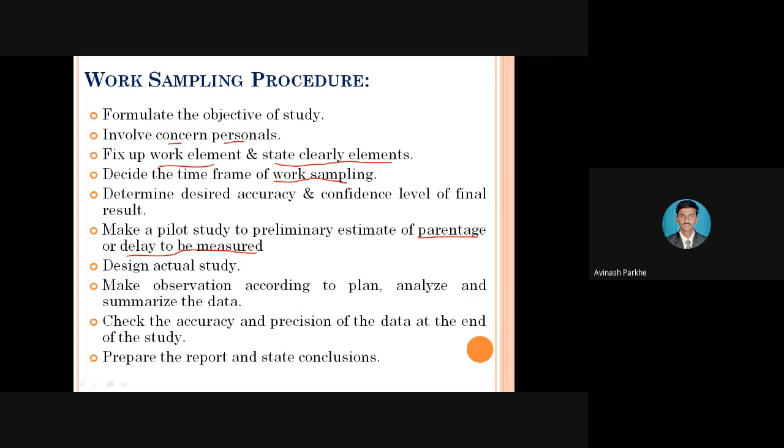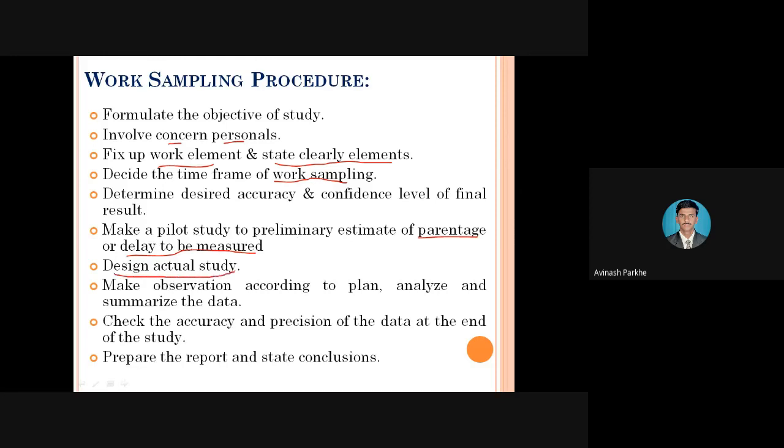From these three results, we have to obtain the percentage error and the delay to be measured. In the morning session, how much delay is obtained? In the afternoon session, how much delay is obtained? In the evening session, how much delay is obtained? Like that, we have to check the delay. Similarly, we have to check the percentage error in the morning, afternoon, and evening sessions. So like that, we make the preliminary experimentation or pilot study in this work sampling.